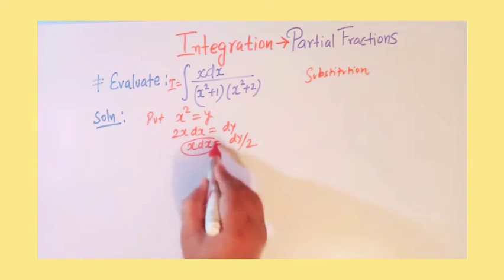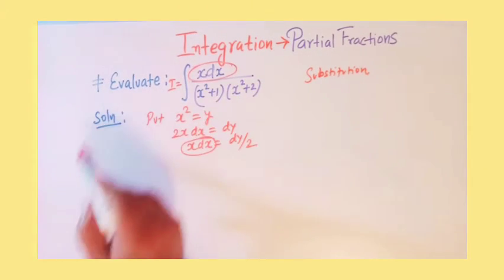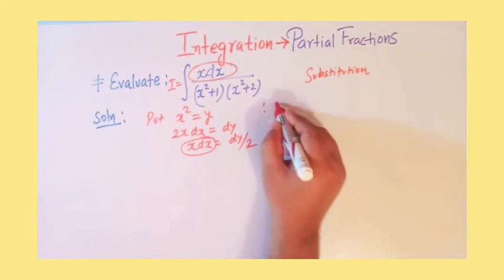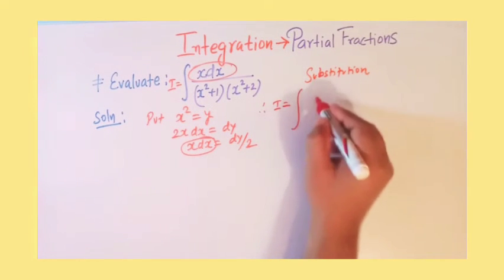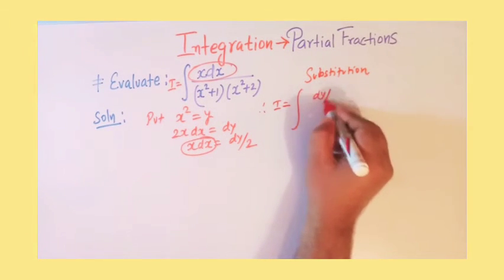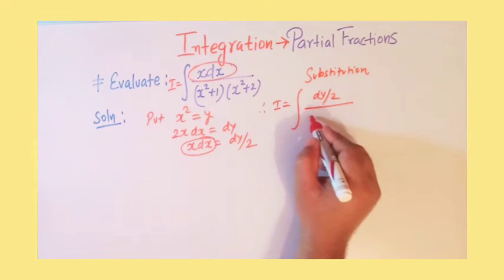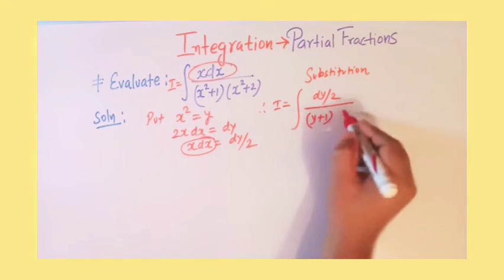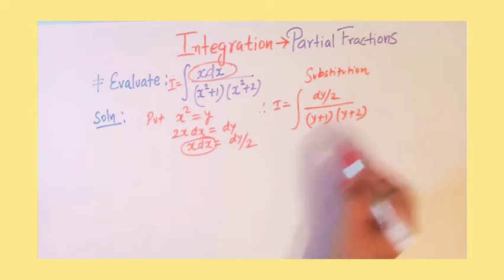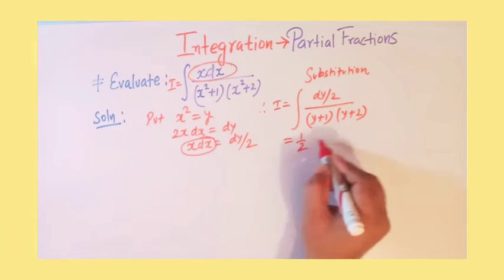Now we substitute this value of x dx here, so therefore I is dy over 2 divided by (y plus 1) times (y plus 2), right? So this can be written as half.